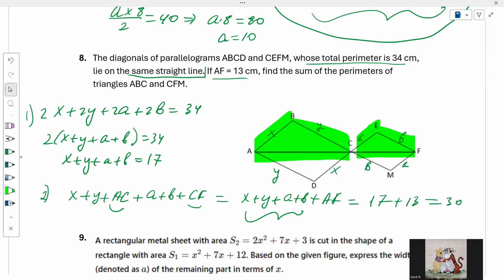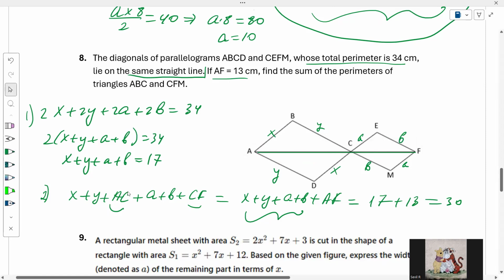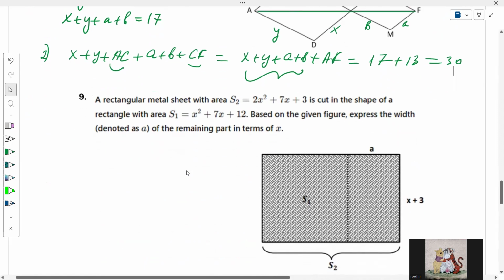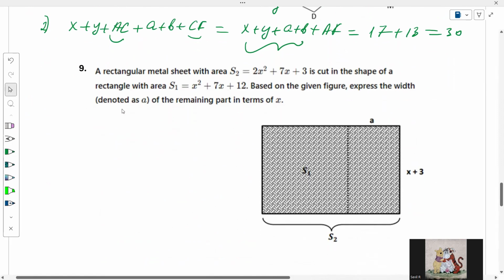So you see, it's not that hard when you label the diagrams, or pictures, okay, sketches. Now, next question, number 9.